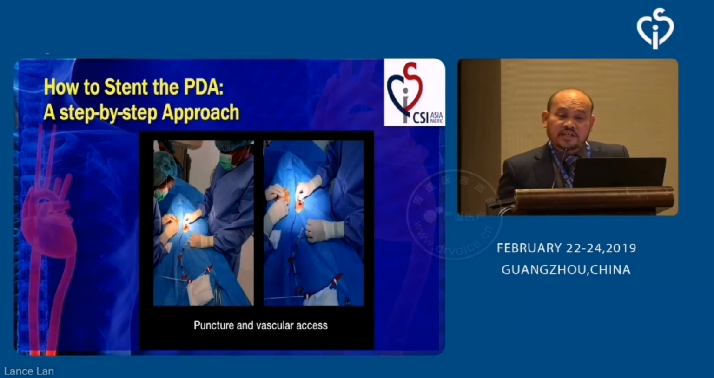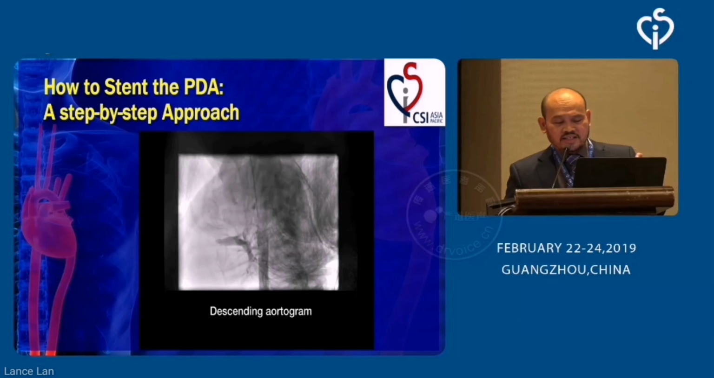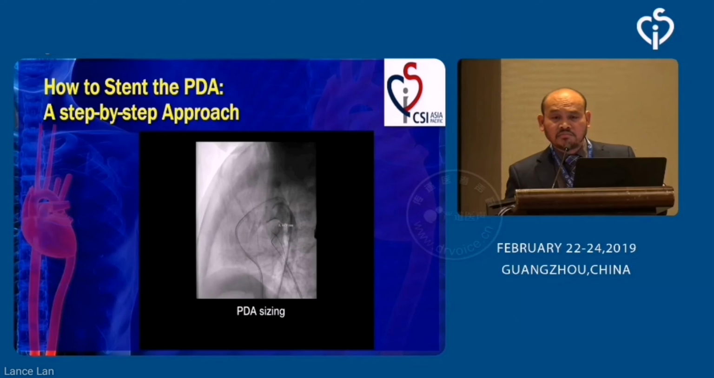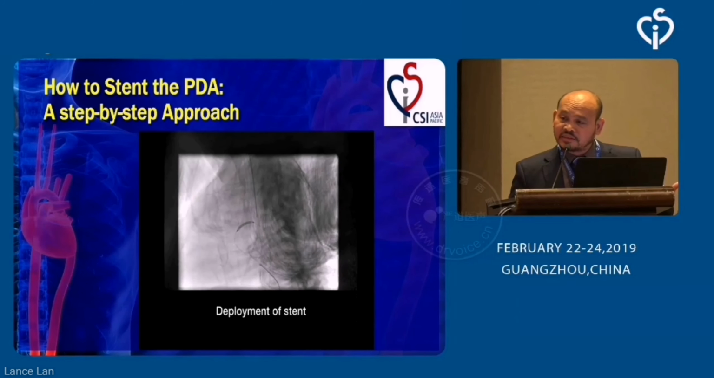So how to stent the PDA? Of course, you start with puncture and vascular access. You do descending aortogram, then you size the PDA from this angiogram. After that, you deploy the wire, after PDA sizing, positioning, anchoring the wire. Then, of course, deployment of the stent, then inflation of the balloon, then removal of the wire. We usually do a post-stenting angiogram after the procedure.